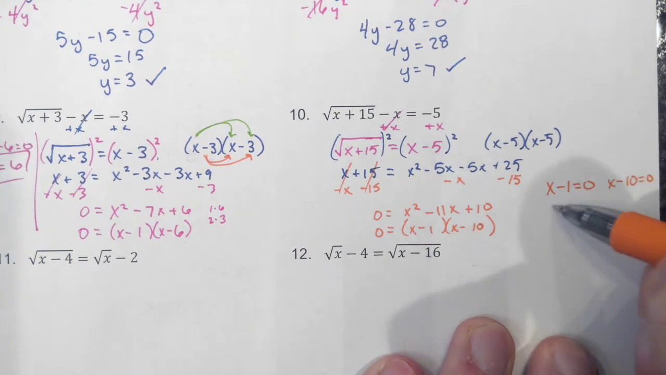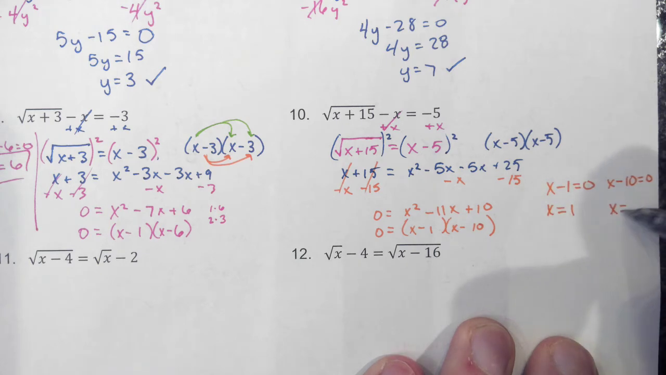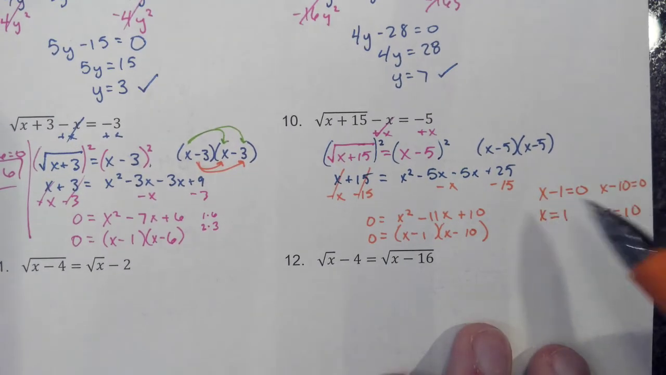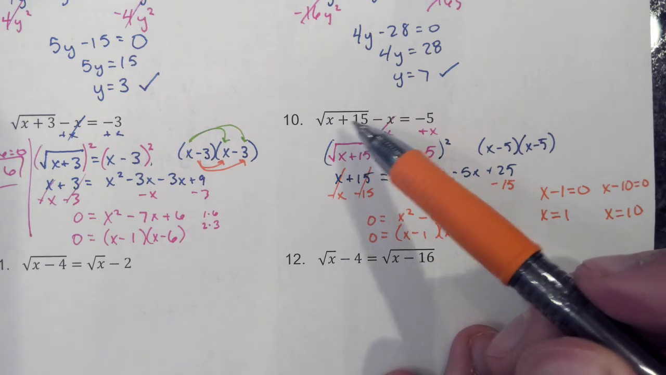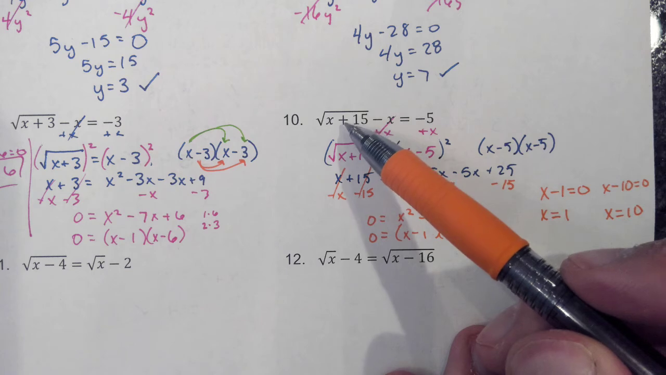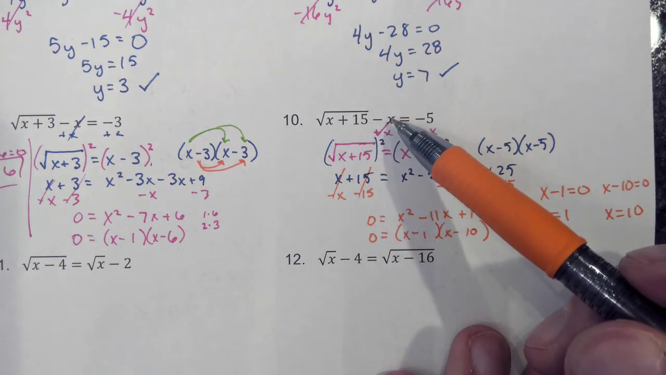So it looks like x would equal 1 and x would equal 10. And then we check them. Let's plug in 1 first. 1 plus 15 is 16. The square root of 16 is 4. And 4 minus 1 is 3.